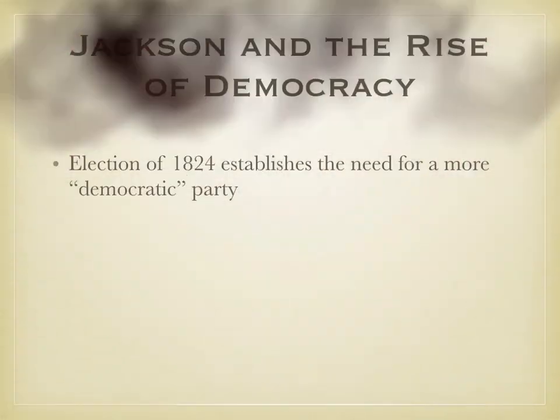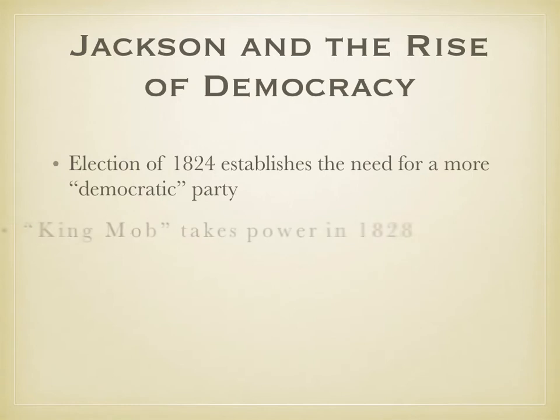As a result of this, in 1828, Jackson wins the presidency and becomes known as King Mob, creating a new Democratic Party. His opponents form another party, the anti-Jacksons, also known as the Whig Party. Henry Clay will be their leader.